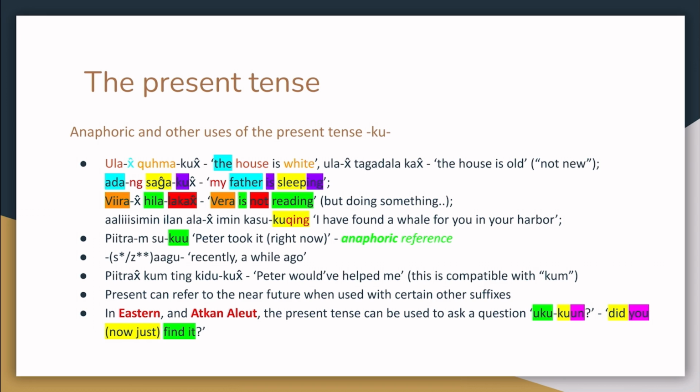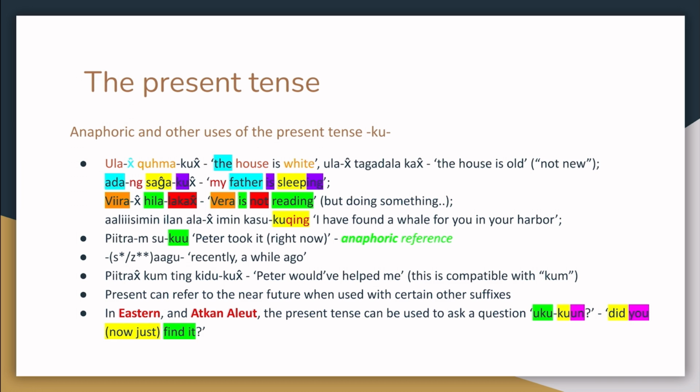The present tense. So the present tense is the most colorful tense. It has a concept called and fork. It's a little bit more difficult to understand, but it basically deals with references that are around you. Ula means house, and kuhama means white. So again, you have this ha after the house, which is basically the definite article referring to that house. So kuhma here can mean white. To be white would be the verb form for that.